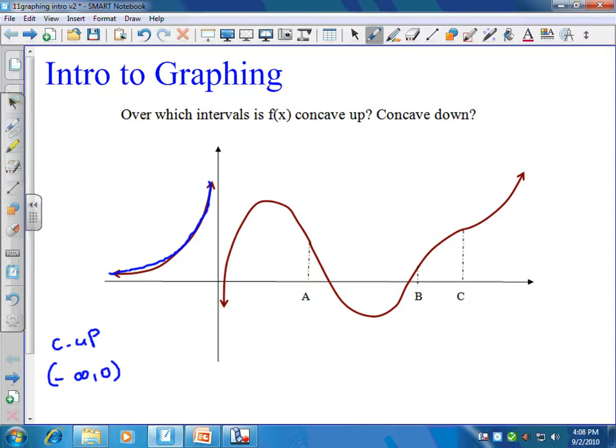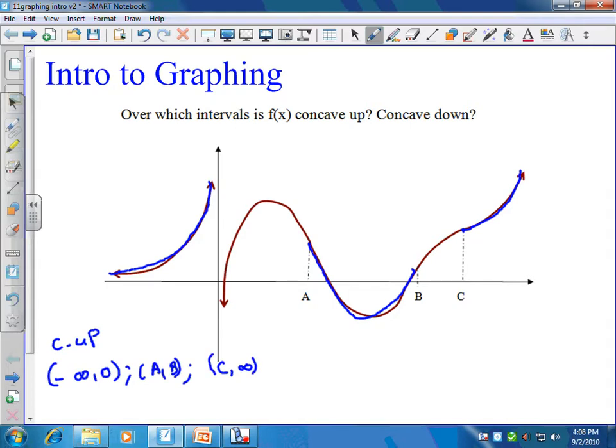And where else is it concave up? Like from this point A roughly to the point B, it's concave up, right? So from A to B. And also from C and beyond, it's concave up. So C to infinity. So over these 3 intervals, this function is concave up.